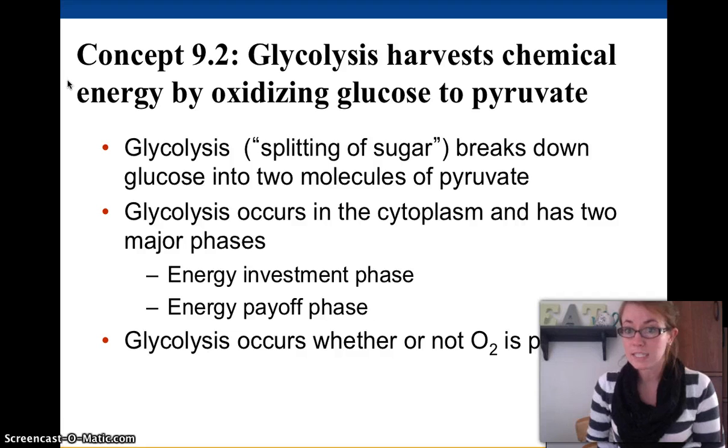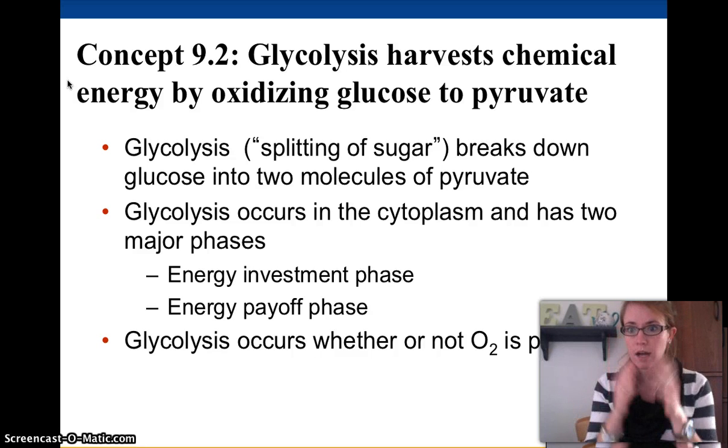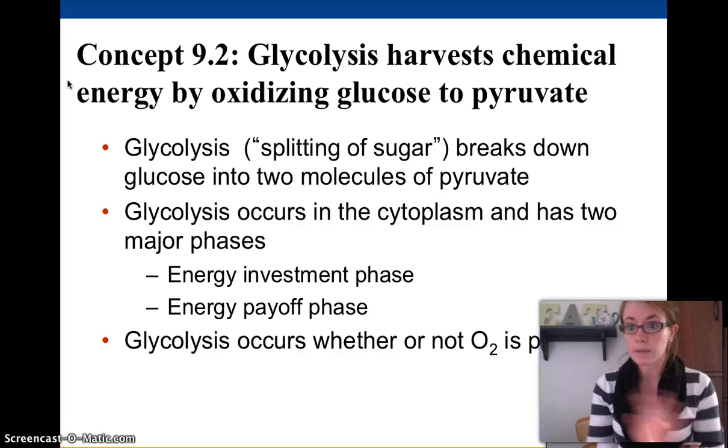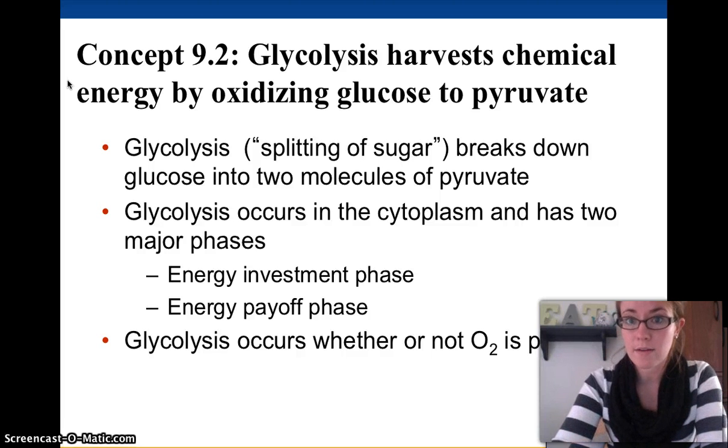So glycolysis literally means splitting sugar. Glyco means sugar, like glycogen and glycosidic linkages, and lysis means breaking down of. So hydrolysis is when we broke water to split molecules, right? So this is when we're breaking things down. We're starting with glucose, and we're going to end with 2 molecules of pyruvate.